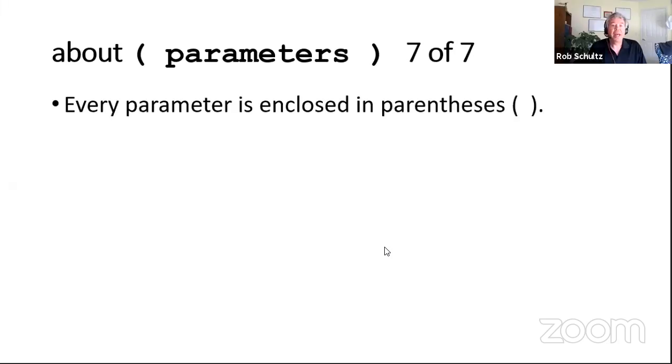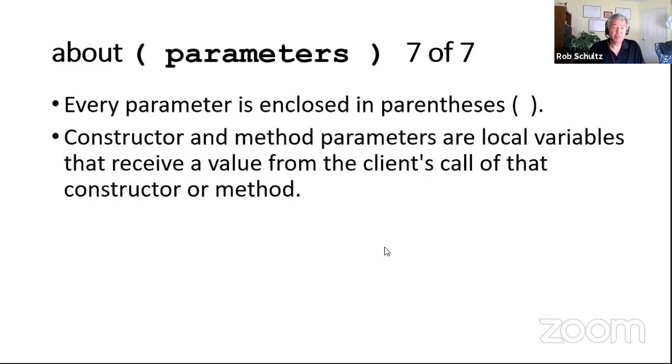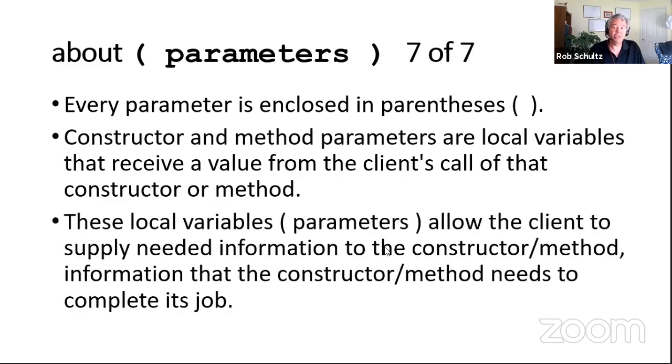All right, here's your summary. Every parameter is enclosed in parentheses. Whether we're doing constructors or methods, method calls or constructor calls, we have to have parentheses regardless of whether it's the formal parameter or the actual parameter. Constructor and method parameters are local variables that receive a value from the client's call of that constructor or method. So when we declare a variable as a formal parameter, the value that fills it comes from the call when the method's called. These local variables allow the client to supply needed information to the constructor or method, information it needs to complete its job.